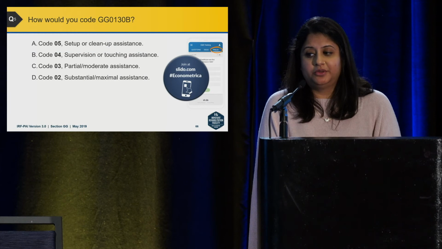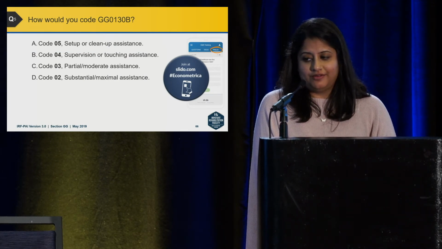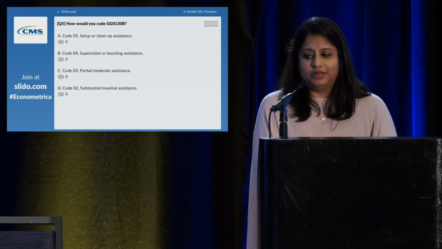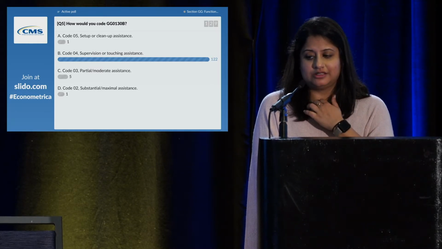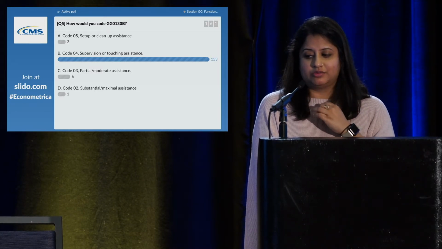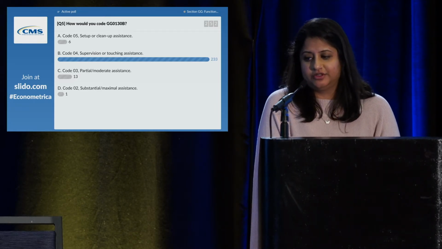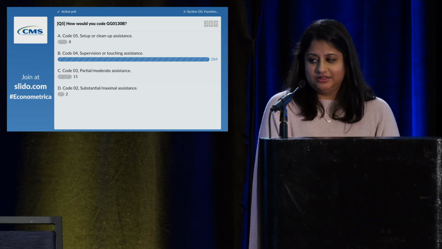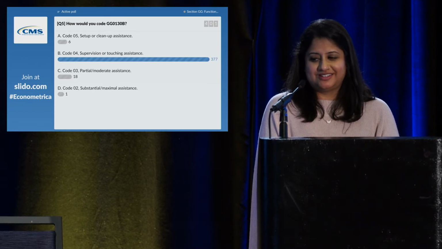So based on that video, how would you code GG0130B? Your options are A, 05, setup or cleanup assistance; B, 04, supervision or touching assistance; C, 03, partial or moderate assistance; or D, 02, substantial or maximal assistance. Several of you saying 04. Give you just another couple seconds to put in your responses. Maybe use your decision trees.